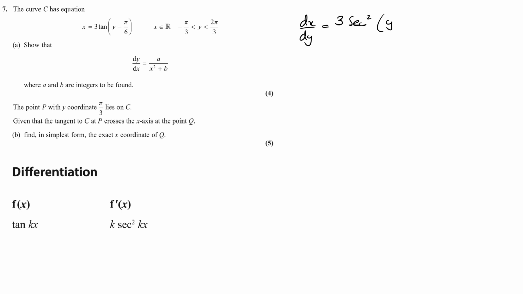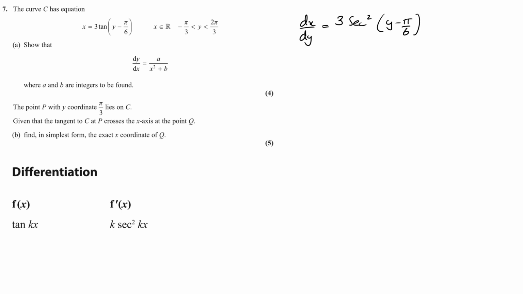Okay, so here we've got this equation. It's in terms of x, but we won't worry about that. And we've got to differentiate it. So if we differentiate it, it's going to be dx by dy. And when I think about differentiating tan, I get this. This is in your formula booklet, so you don't need to worry too much about it. But tan differentiates to sec squared. So this will go to 3 sec squared, isn't it? Sec squared of y minus pi over 6.